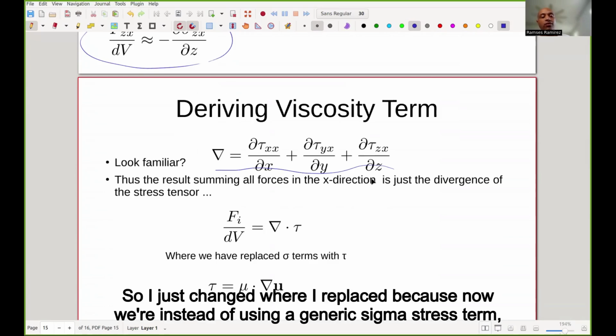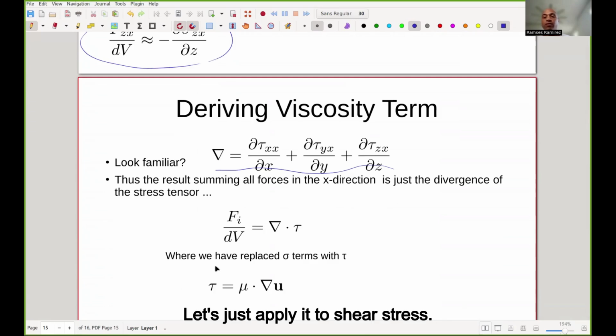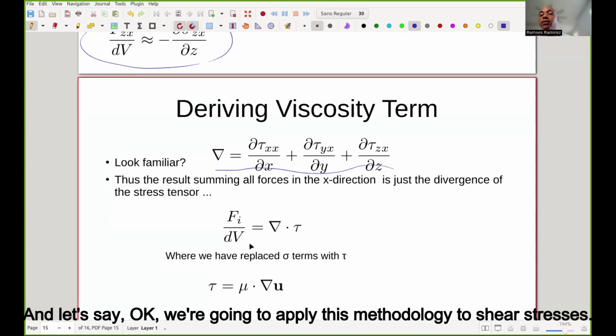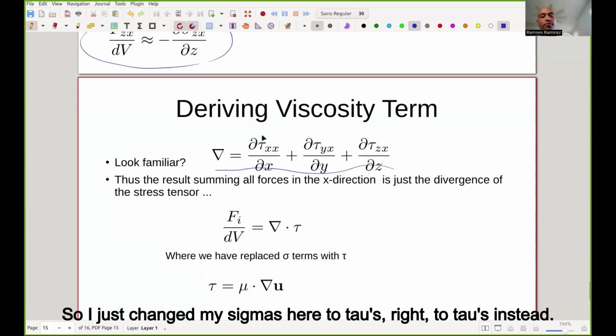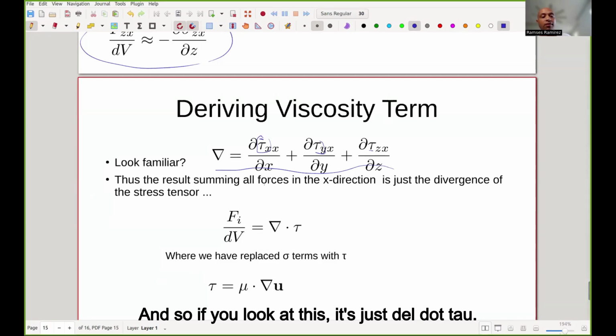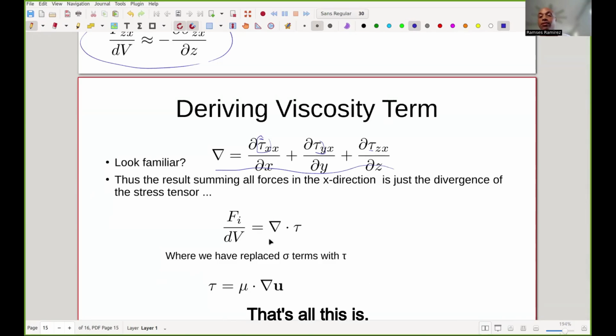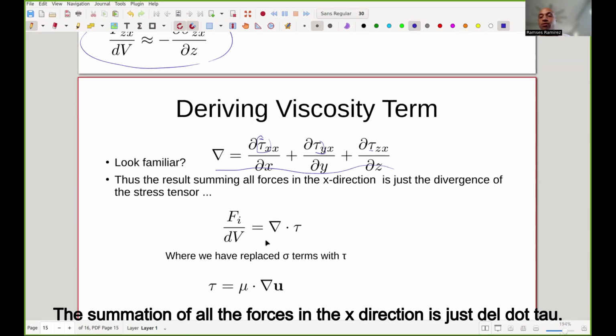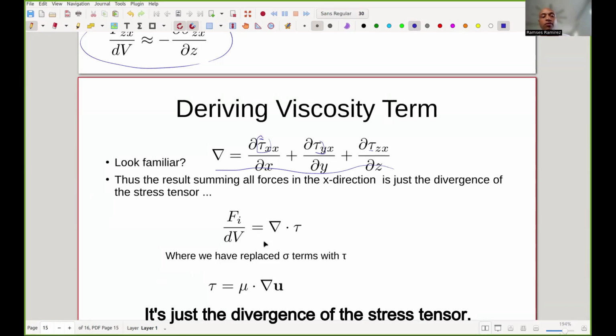So I just changed where I replaced, because now instead of using a generic sigma stress term, let's just apply it to shear stress. So I just substituted sigma for tau, and let's say, okay, we're going to apply this methodology to shear stresses. So I just changed my sigmas here to taus, right? And so if you look at this, it's just del dot T. That's all this is. The summation of all the forces in the x direction is just del dot T. It's just the divergence of the stress tensor.